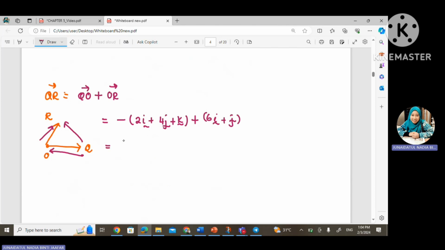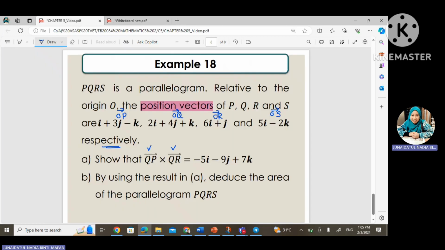Okay, and the next step we expand. So we have negative 2i minus 4j minus k plus 6i plus j. And the last step, we simplify. So we have negative 2i plus 6i is 4i, negative 4j plus j is negative 3j, and then minus k. So we have 4i minus 3j minus k for vector QR. Okay, back to the question.